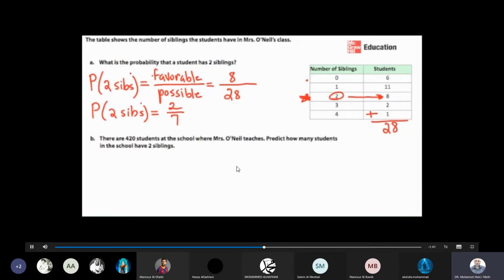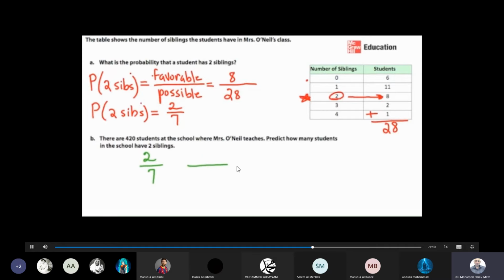Part B. There are 420 students at the school where Mrs. O'Neill teaches. Predict how many students in the school have 2 siblings. So in other words, in this problem, we're going to assume that the probability would be the same in the entire school as it is for Mrs. O'Neill's class. And remember, that probability was 2/7.